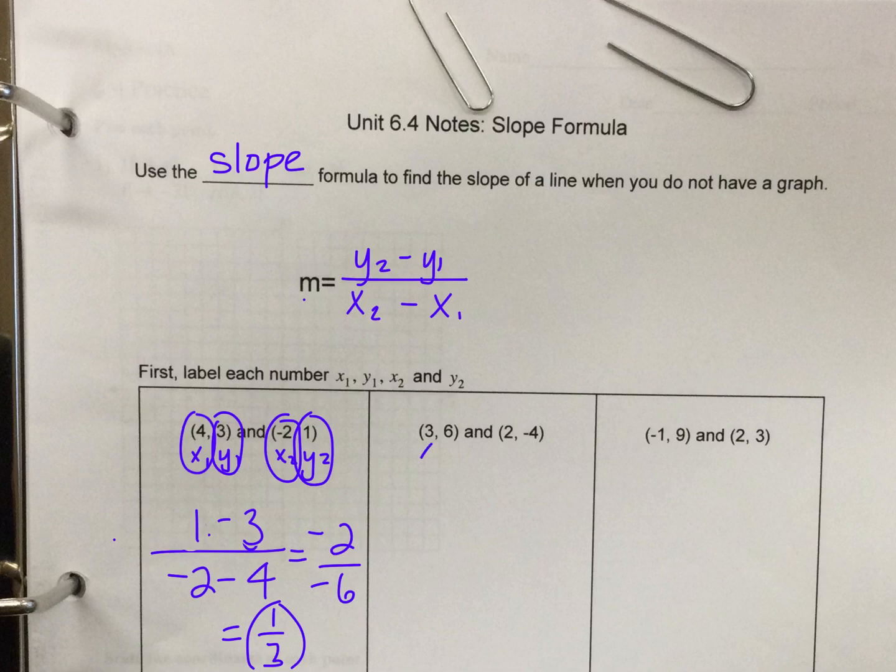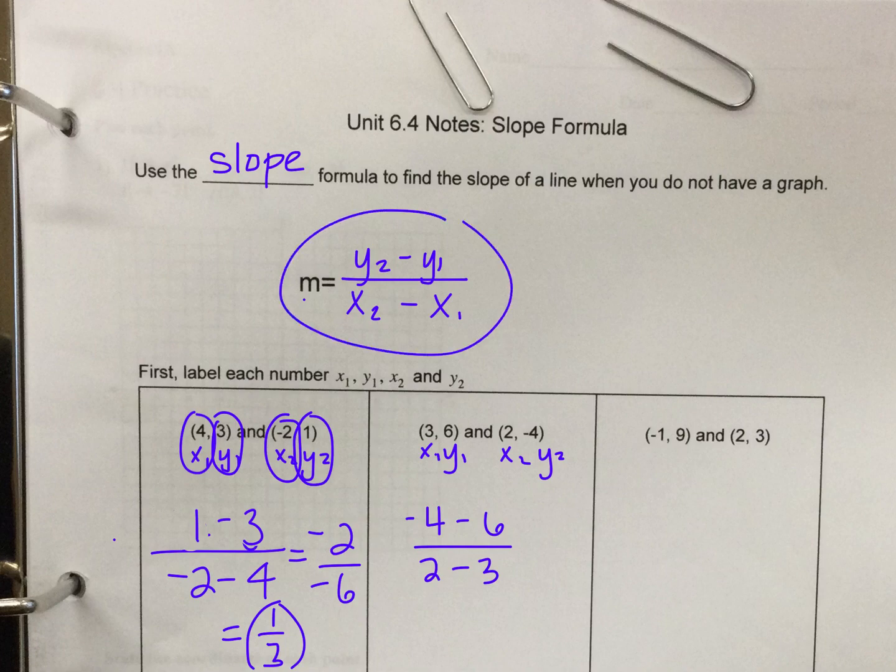Let's do the next one. x1, y1, x2, y2. y2 is negative 4 minus, you always put a minus, 6 over 2 minus 3. I just plug those numbers into my formula up here. That'd be negative 10 over negative 1, which just equals a 10.